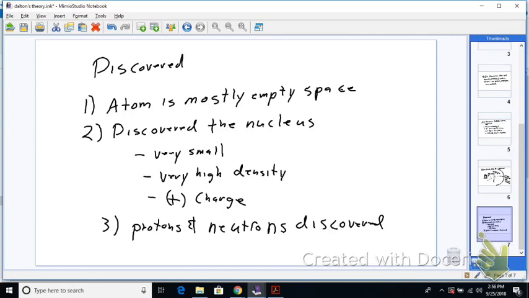So what we have is Dalton's atomic theory. We have J.J. Thomson's cathode ray tube experiment and the results of that. And then Rutherford's gold foil experiment and the results of that. So these are on pages 112 through 114. You can read through those to get a better idea of what's going on.